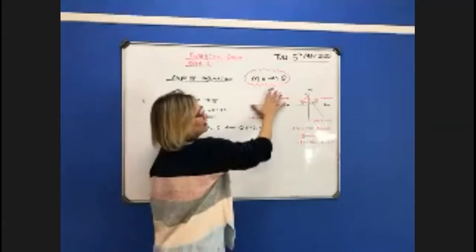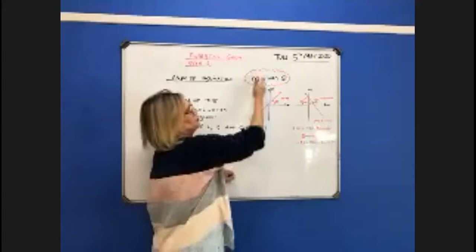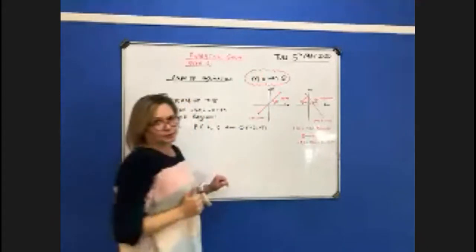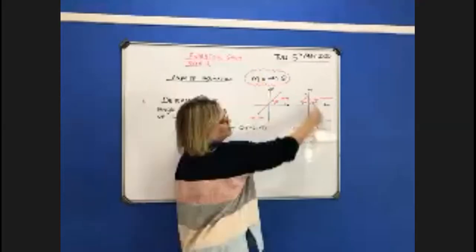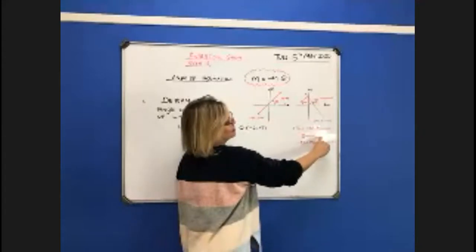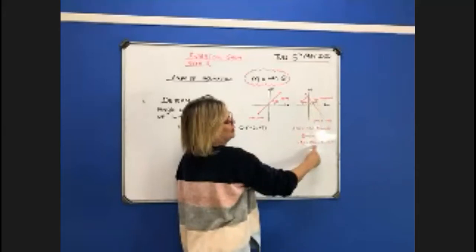If the gradient of the straight line is positive, to get the angle of inclination you shift tan and put in the gradient. If the gradient is negative, you do the same and get the acute angle on the other side, but then your angle of inclination is 180 minus that acute angle.